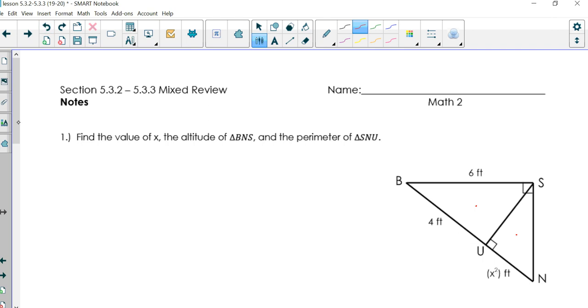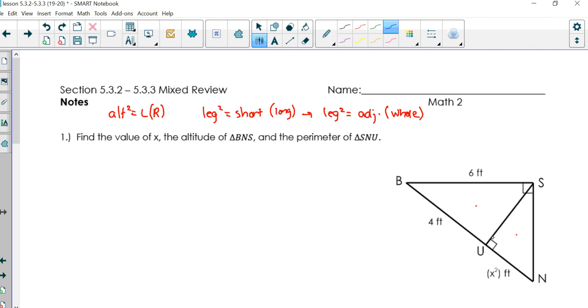Since we have 2, and I'm going to write them here actually. We have 2 shortcuts. We have altitude squared equals the left times the right. We also have leg squared equals the short times the long. You could also say leg squared equals the adjacent times the whole. They mean the same thing. Okay, so either of those.